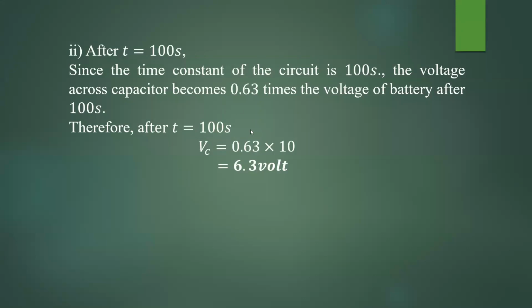So this is directly calculated by knowing the concept of time constant. At the time constant, the voltage and charge will become equal to 0.63 times the maximum voltage or maximum charge. That is how you can calculate the voltage directly, without doing any lengthy calculation. Simply by taking 0.63 times the battery voltage, you will get the voltage across the capacitor at the time constant value.